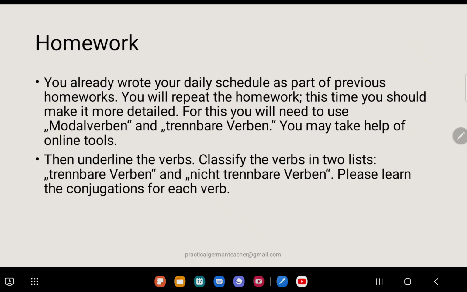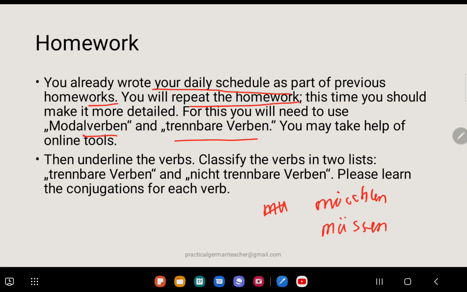Another homework is that, I think you wrote your daily schedule as part of previous homeworks. Now you will repeat the same homework, but you should make it more detailed, right? You should add modal Verben and trennbare Verben. So I don't know if you already wrote I wake up, but if you want to write wake up, you will have to use a trennbares Verb, right? Either aufwecken or aufstehen. Also add modal Verben. So every day there are things that we like to do, and there are things that we have to do. Things that you like to do, please use möchten. Things that you have to do, please use müssen.